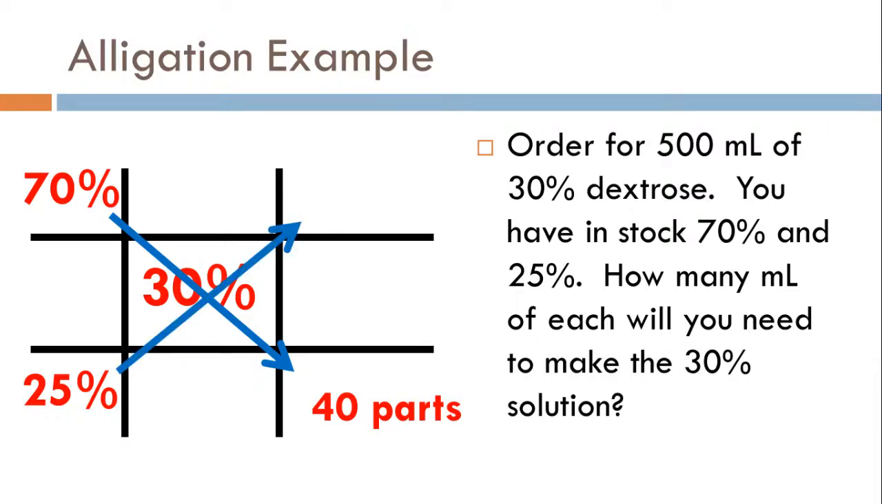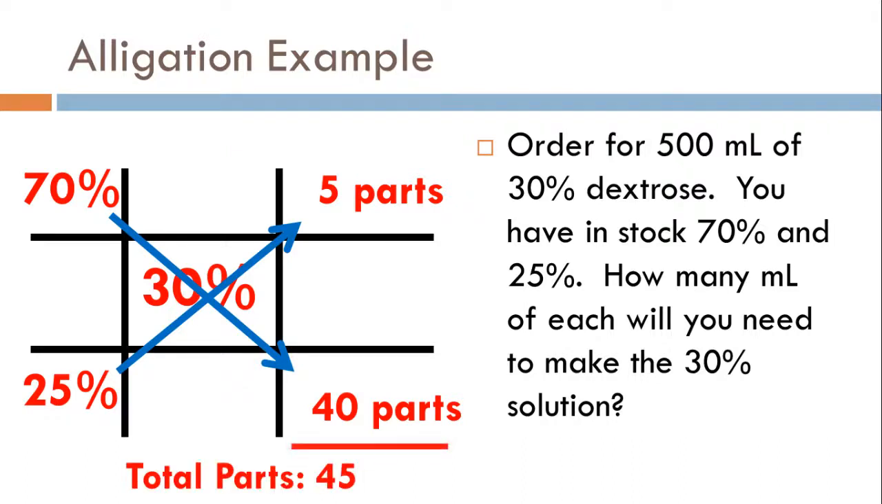25 and 30, what's the difference? Well, we already know it's 5. You can probably do that in your head. Again, if you need to use a calculator, I have no issue with that. So I have 5 parts there of 70% and 40 parts of 25%. Total parts we're going to have is 45 parts.